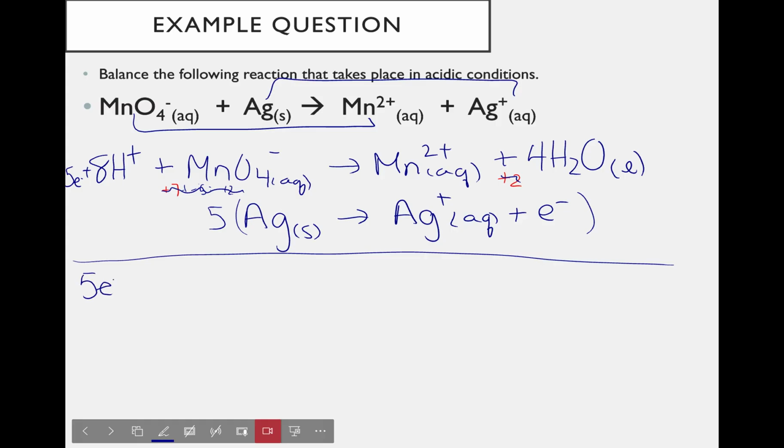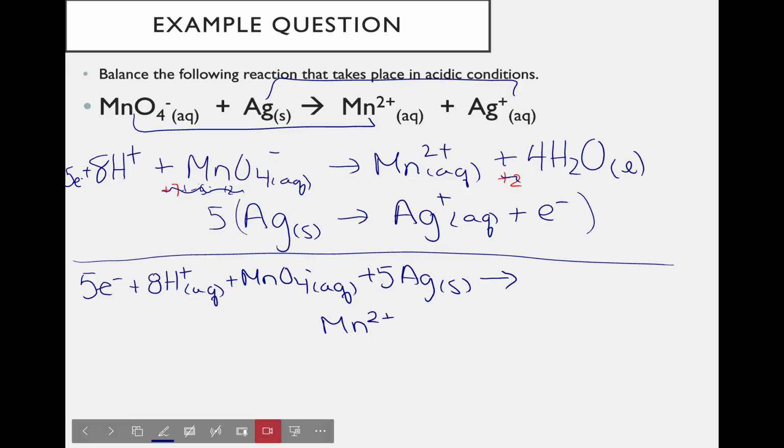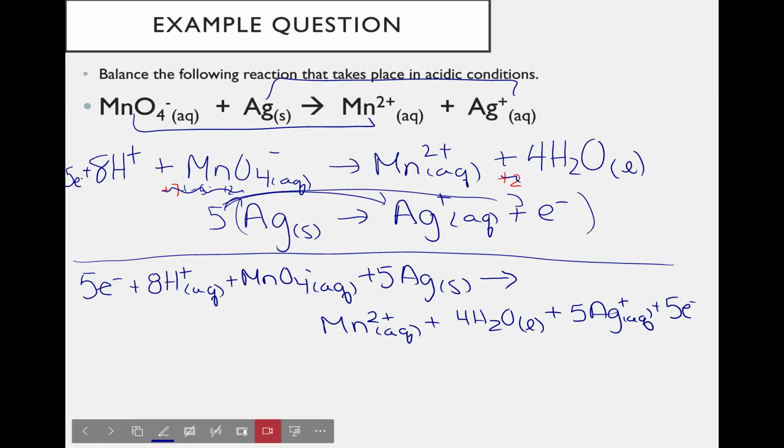So collect all your reactants on the reactant side, and moving on to the second half reaction. And then collecting all your products. I'm just going to write it a bit lower since I'm running out of space here. Liquid, and then plus your 5 silver ions, and plus your 5 electrons, because we would have been distributing that 5 through. So that is our balanced equation.